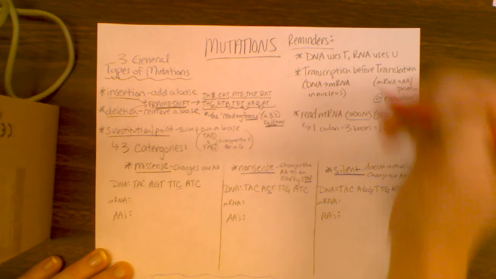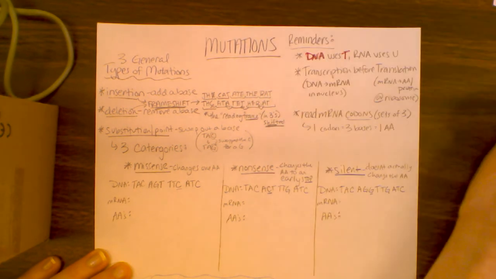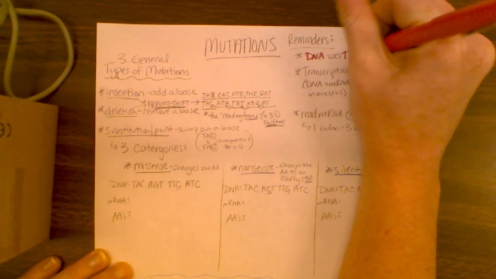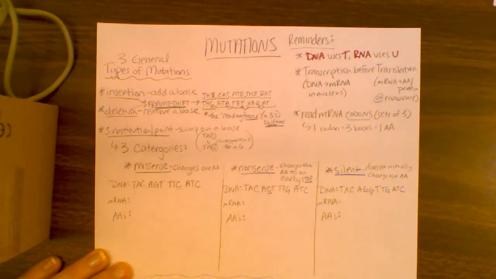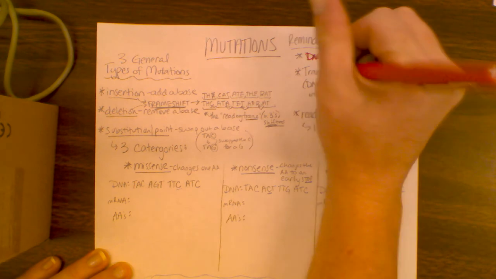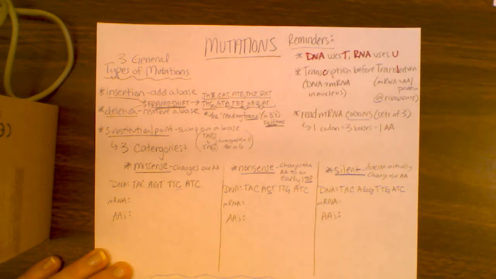So as a reminder, DNA uses T, and then RNA uses U. Okay, so that's really important that you know that. Also, transcription comes before translation because it's alphabetical.